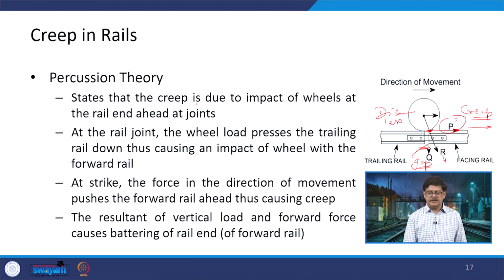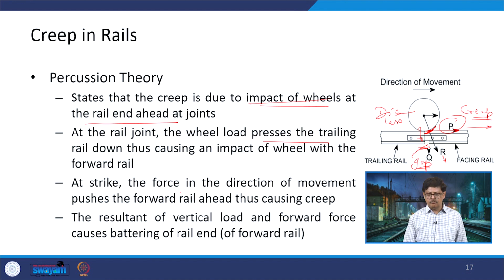It states that the creep is due to the impact of the wheels at the rail and ahead at the joints. At the rail joint, the wheel load presses the trailing rail down, thus causing an impact of the wheel with the forward rail. So, here it goes down and then it allows more interaction here, and that is where it is pushing the rail in the forward direction.